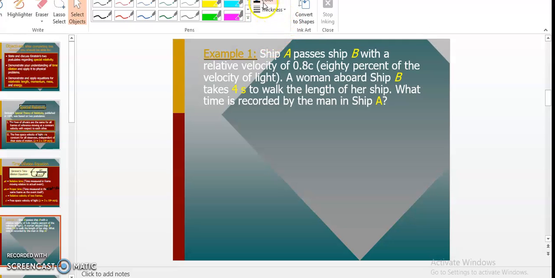So now let's take the first example. Ship A passes ship B with a relative speed of 0.8, that is 0.8 times the speed of light, or 80% of the velocity of light. A woman aboard ship B takes 4 seconds to walk the length of her ship. What time is recorded by the man in ship A? You can pause the video and try doing it yourself.